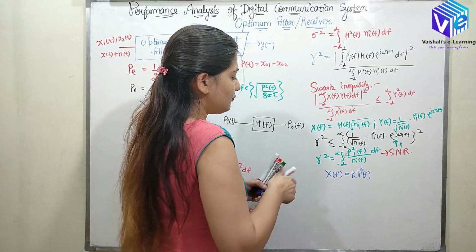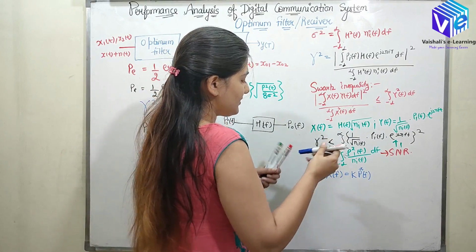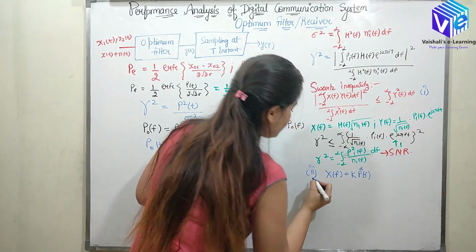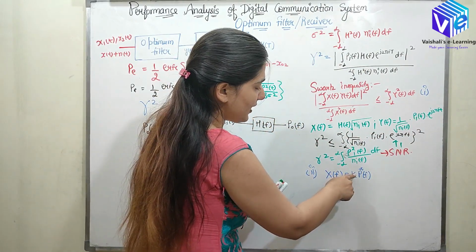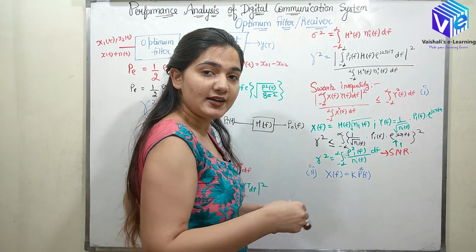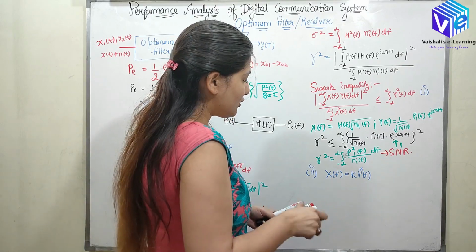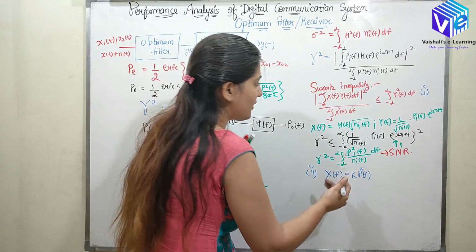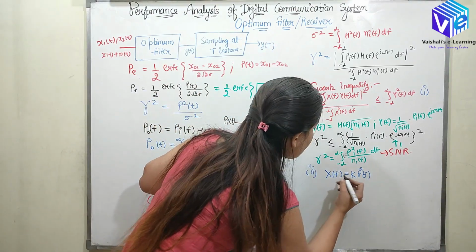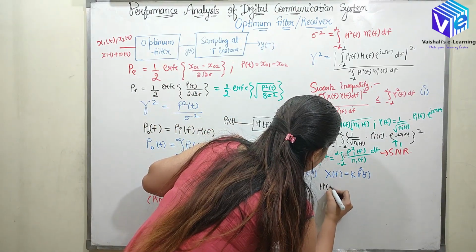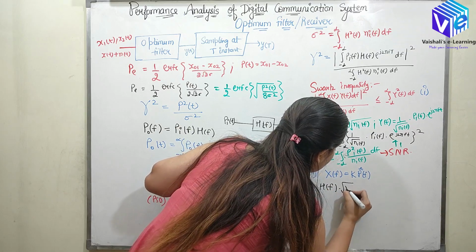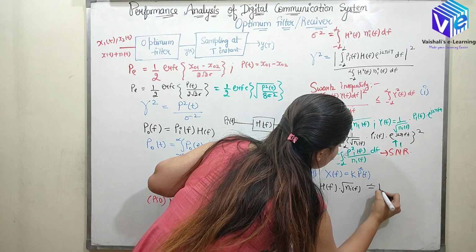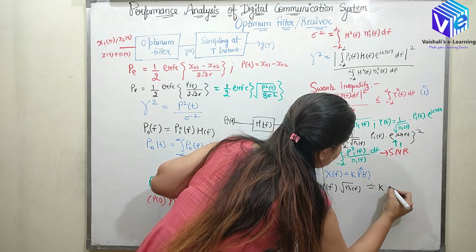Now according to the Schwarz inequality, the first outcome would be this and the second outcome is this. So X(f) is equal to k P star(f). I need to find out the transfer function as well. When I need to find out the transfer function, I'll use this equation of the Schwarz inequality. So X(f) is H(f) into root of Ni(f), and it is equal to k into P star(f).